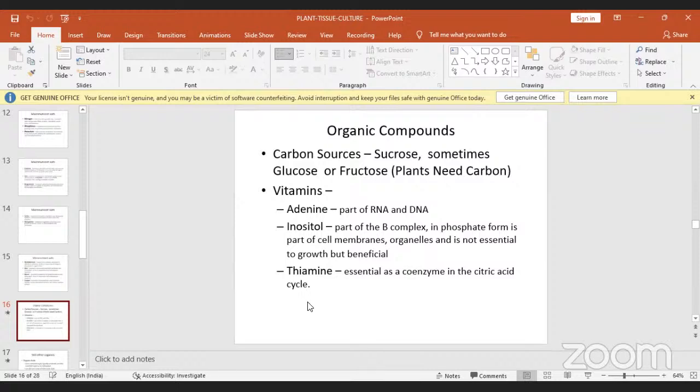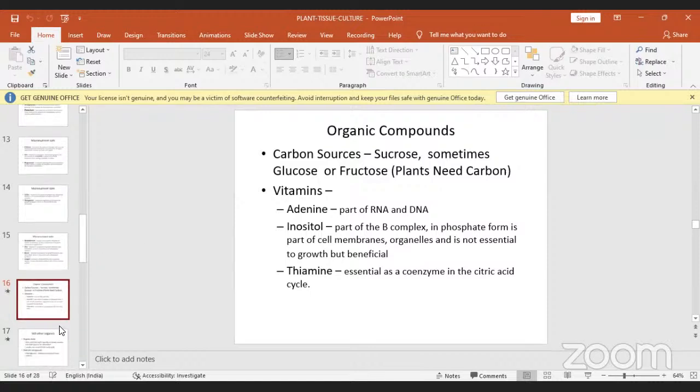And the next one is vitamins. Adenine is a part of RNA and DNA. Inositol, part of the B complex in the phosphate form, is part of the cell membranes and organelles, and is not essential to growth, but is beneficial. Thiamine is essential as a coenzyme in the citric acid cycle. So these are the organic compounds.